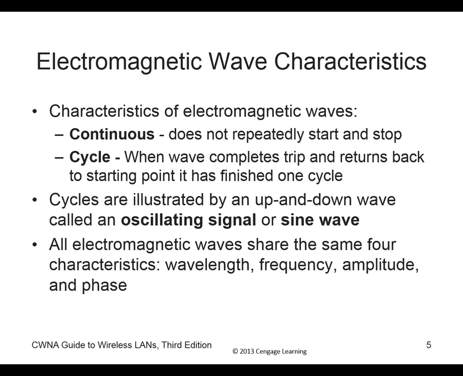The good thing about those waves is that they're continuous and they're cyclical. What does cyclical mean? You have a measurable start and stop. That means they run in cycles. You can pick up the 2 points and measure that certain distance. Okay? Continuous means it does not repeatedly start and stop.